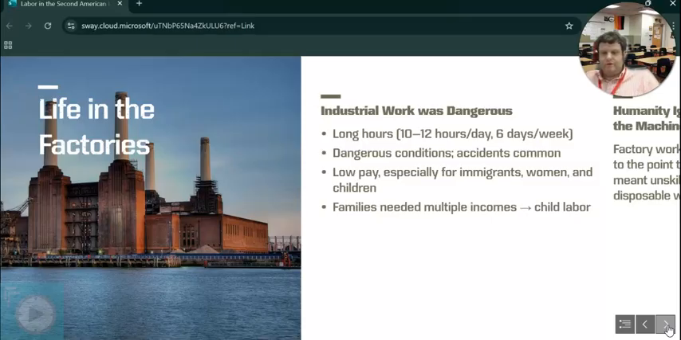We also see low pay. Workers were very disposable. It was not unheard of for workers to be paid very low. Women and children were typically paid even less for the same tasks than men. And as a result, often within a family, as soon as the kid was old enough to work, you sent him to the factory or you sent him to the mine because you needed multiple incomes to sustain a family. And that was a challenge for a lot of people.